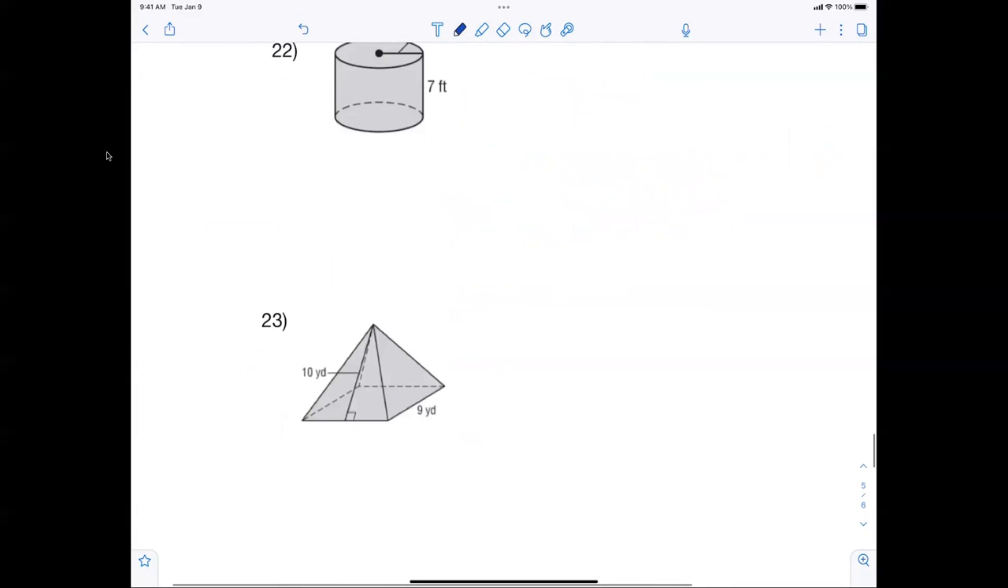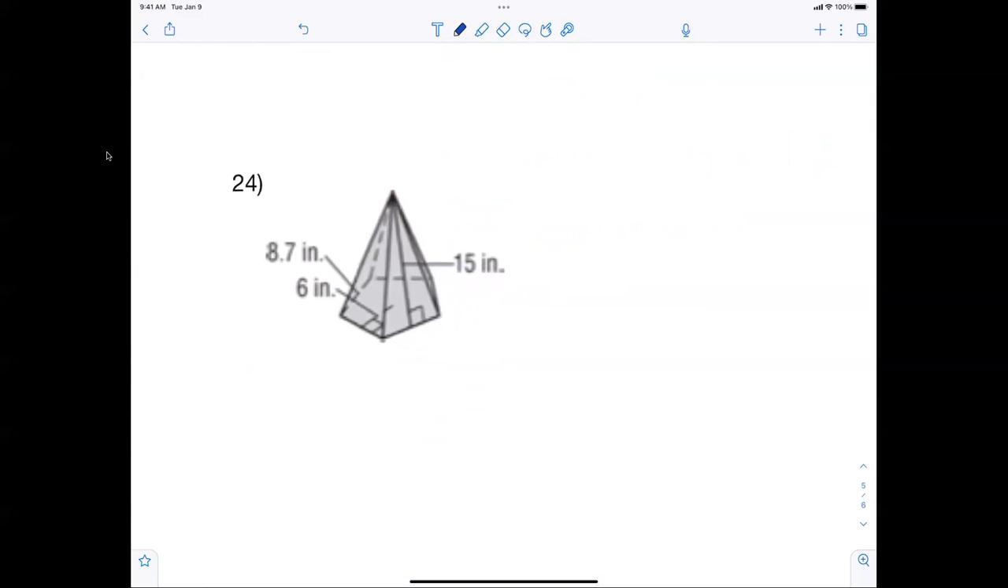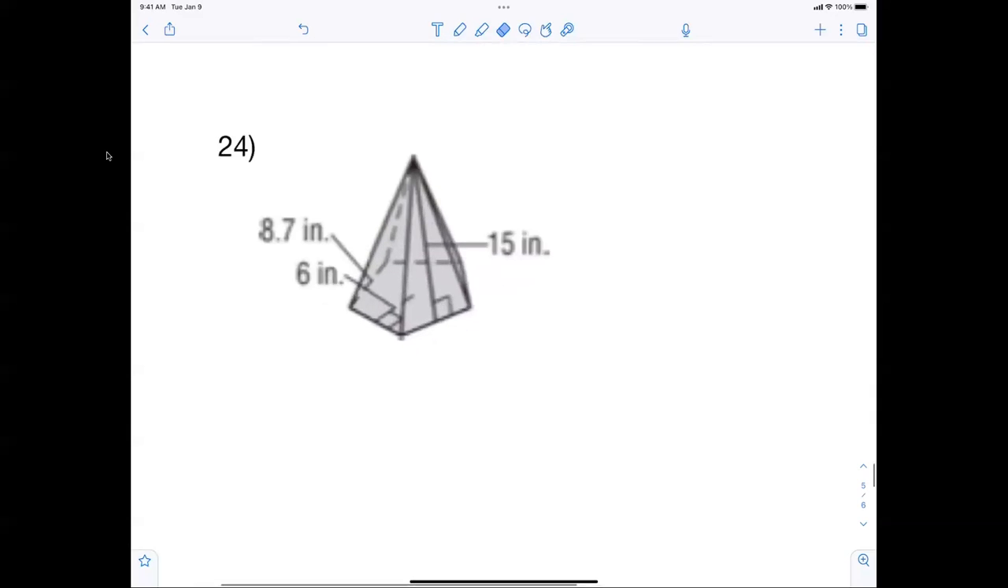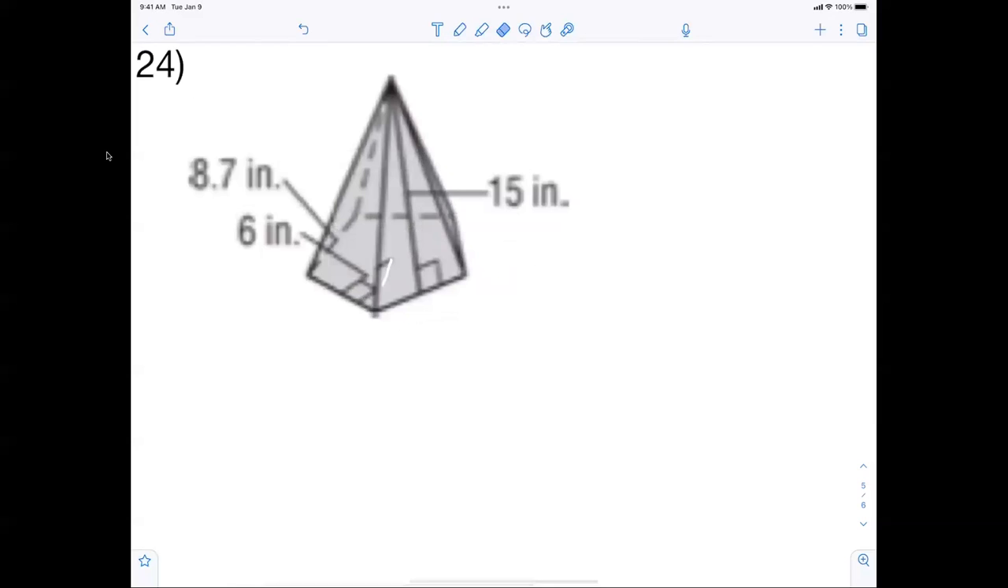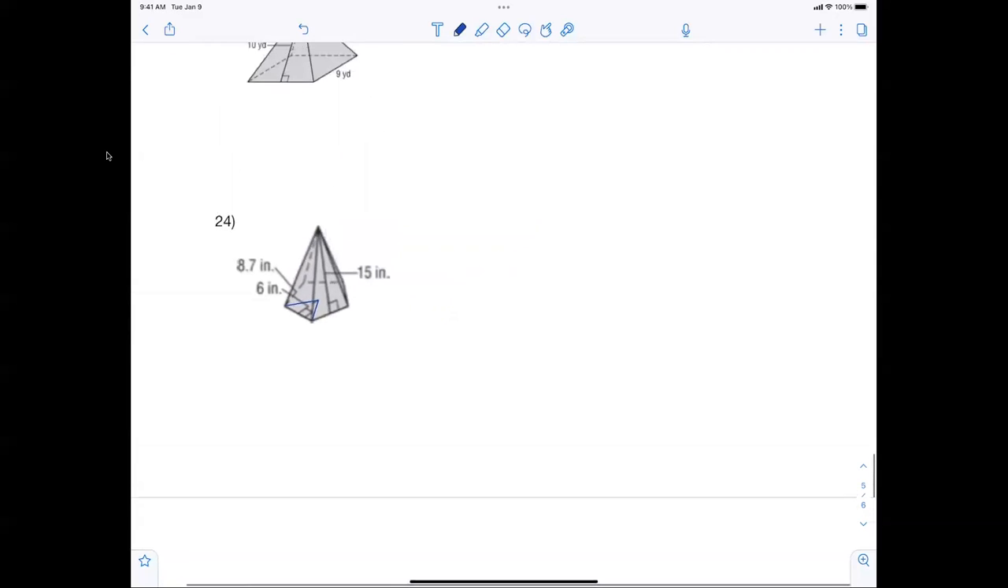All right, 22 we can do easily. 23 is easy. 24, they cut you a big break on, right? I should have crossed out the 6 inches because that's the height then. Does everybody agree with that? That's the height of the base. We could have figured that out using trig though. Does everybody agree with that? Next year, I'm gonna remember to white that out. Oh, is that all of them?